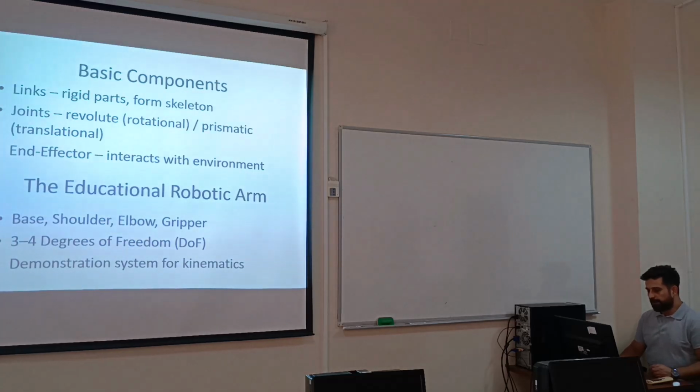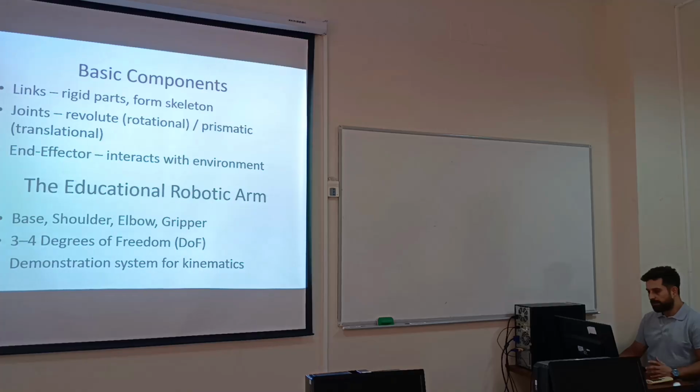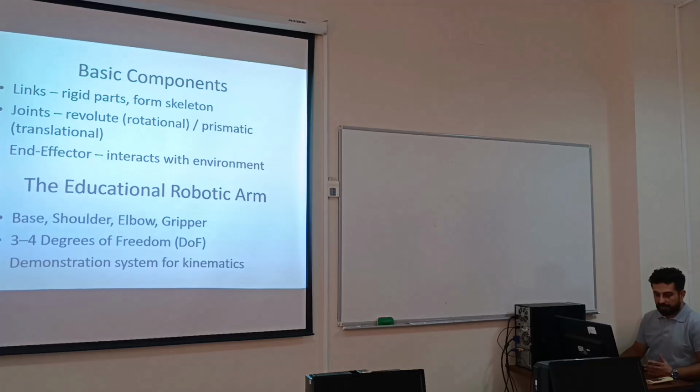A robotic manipulator can be broken down into three essential components. The first one is links. Links are rigid structures forming the skeleton of the arm. They are usually made of metal or lightweight materials such as composites or 3D printed plastic. The second one is joints, which connect the links and allow relative movement. They may be rotational or translational. The last one is the end-effector. This is the functional tool of the manipulator: a gripper, a welding torch, a scalpel, or even a specialized sensor, depending on the application.